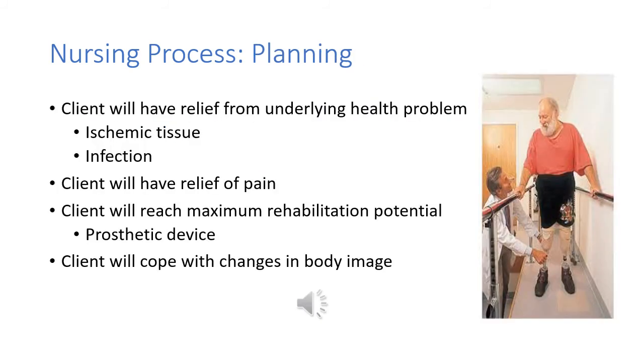Our goals of care certainly go back to preserving function, promoting relief of pain, and helping clients get the very best they can out of rehab, helping them to cope with the changes in their body. It's a loss of a limb or part of a limb. Clients can go through the stages of grief in addition to just having trouble with their body image. So it's important that we consider a well-rounded, holistic approach to planning the care of these clients.